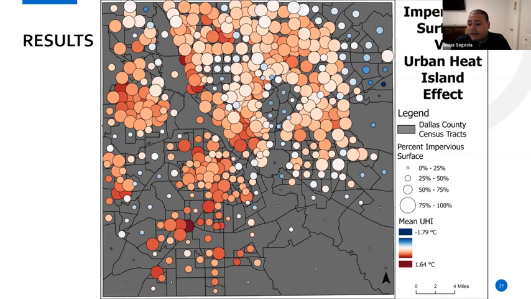This map is looking at the amount of impervious surface in each census tract and the UHI distribution. The map shows that areas that have a high amount of impervious surface have a high UHI temperature, while those that have a low amount of impervious surfaces have a low UHI temperature.